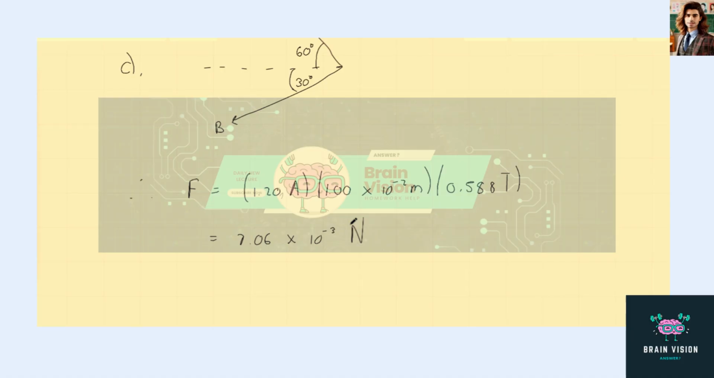So we can see that in each case, the current direction is perpendicular to the magnetic field. And the magnitude of the magnetic force is the same in each case, but only its direction depends on the direction of the magnetic field.